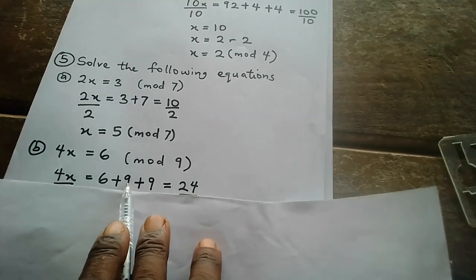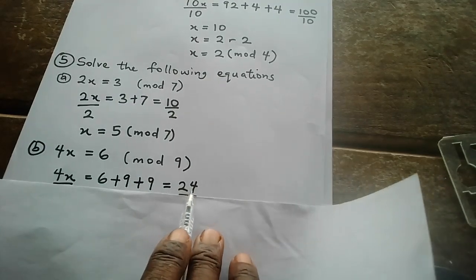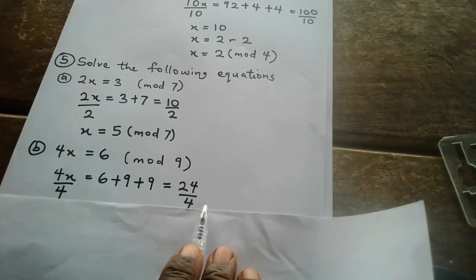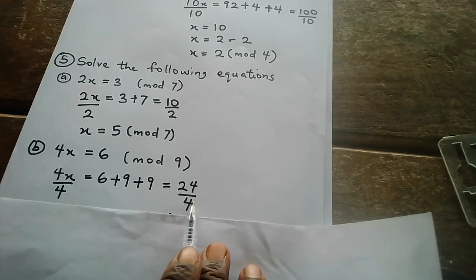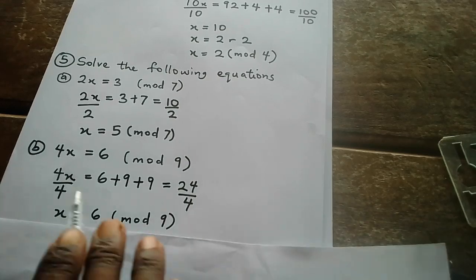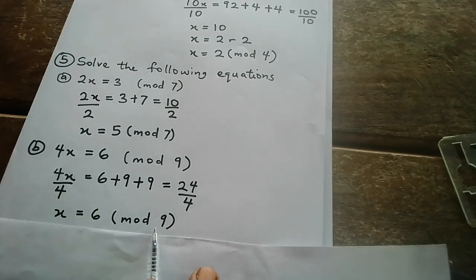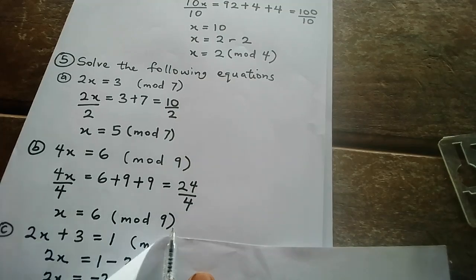If you divide 15 by 4, it will still give you a decimal. We add another 9. So making 6 plus 9 plus 9, which will be 24. If you divide 24 by 4, it will give you a whole number. So that means you can divide both sides by 4. When you divide both sides by 4, you have x should be equal to 24 divided by 4, which will give us 6. That is in mod 9.